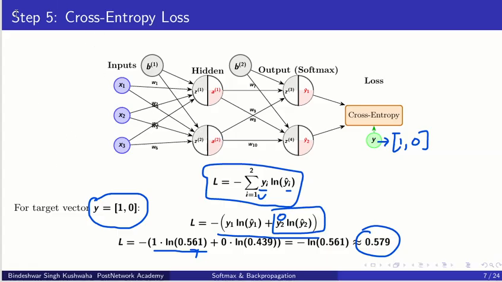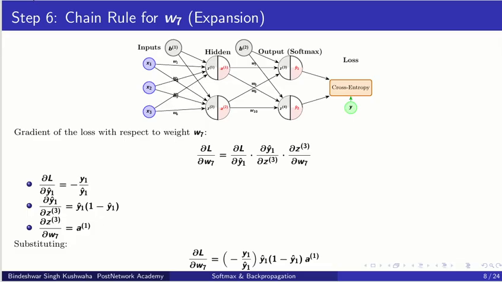Now we have the value of L, that is the loss. That means our network is not predicting correctly. So we have to adjust the weights. How will you adjust the weights? First of all, you have to get the gradient of the loss with respect to W7, and the same way W8, W9 and W10.